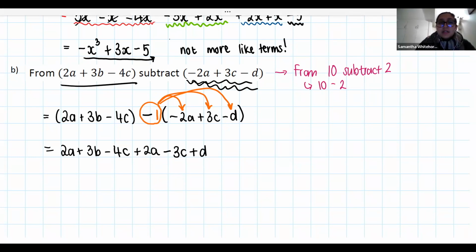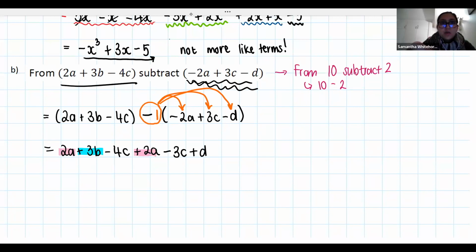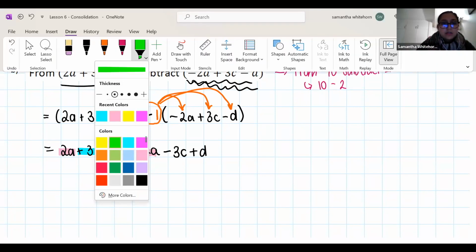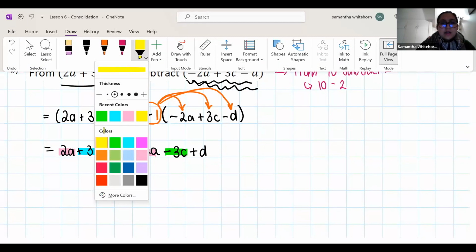Now that I've done my distribution, now I can find my like terms. So I've got the a terms. I've got my b term. There's only one of them, which is not the end of the world. My c terms. And then my d terms. My d terms, again, I also only have one of them.